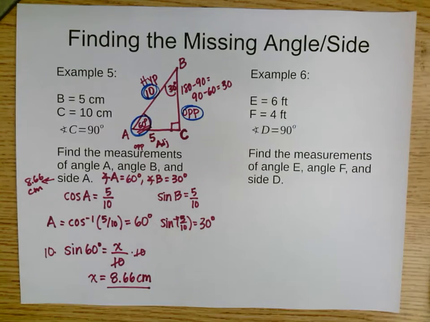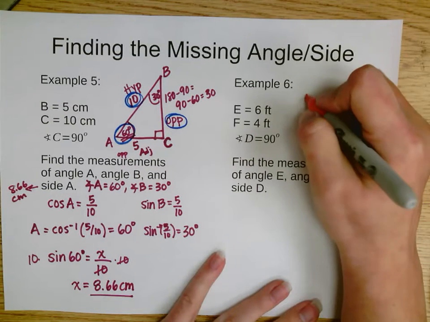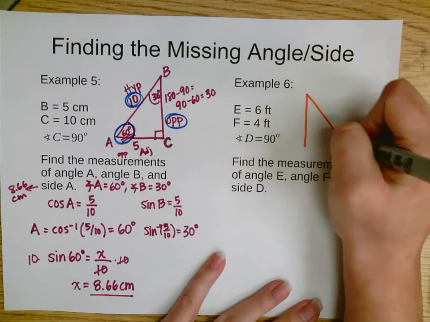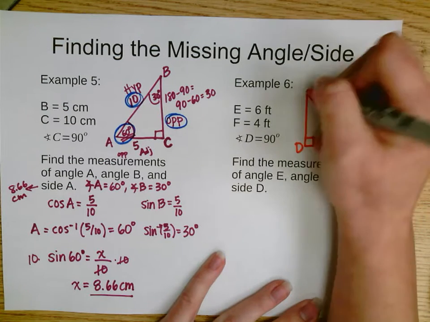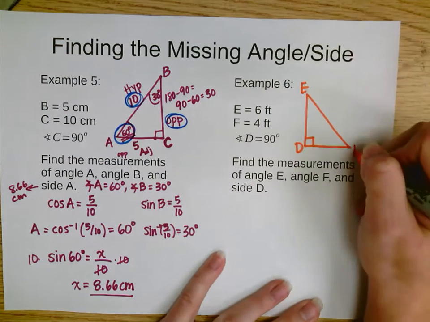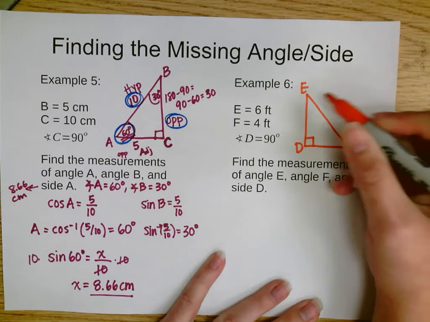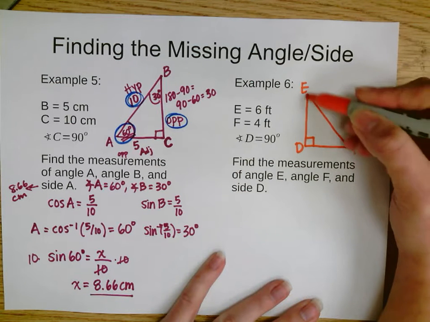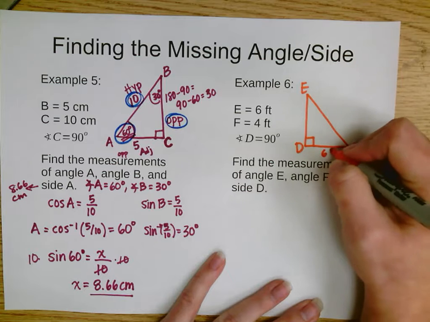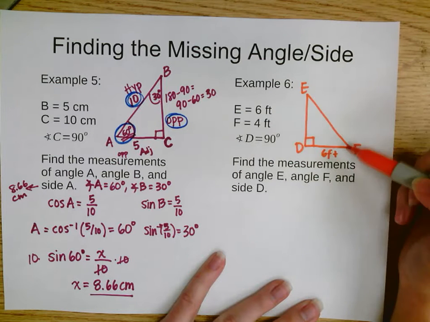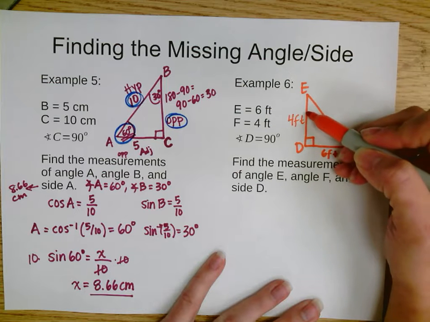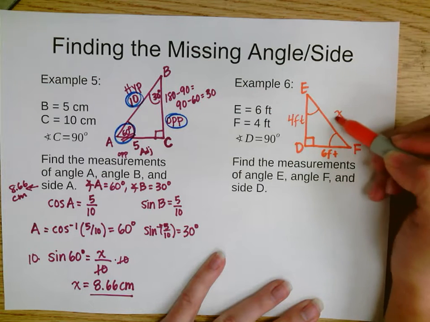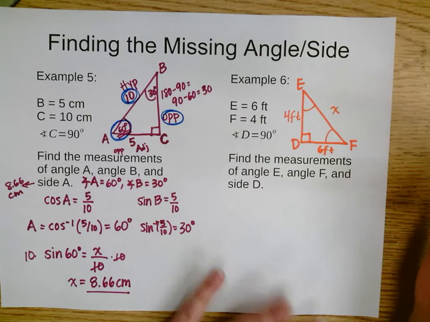Alright, I'm going to switch colors so it looks a little bit different, and I'm going to draw a right triangle. I'm going to change the way it's oriented. But they said that angle D is 90 degrees, so I'm going to make this D. I'm going to make this E and F. And we know that side E, so that's across from angle E, side E is 6 feet. And side F is 4 feet. So we want to find angle E, we want to find angle F, we want to find side D, so we want to find the hypotenuse.